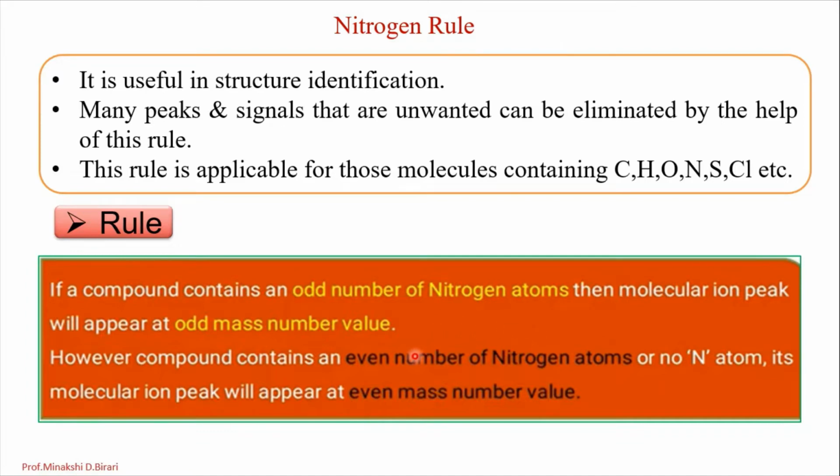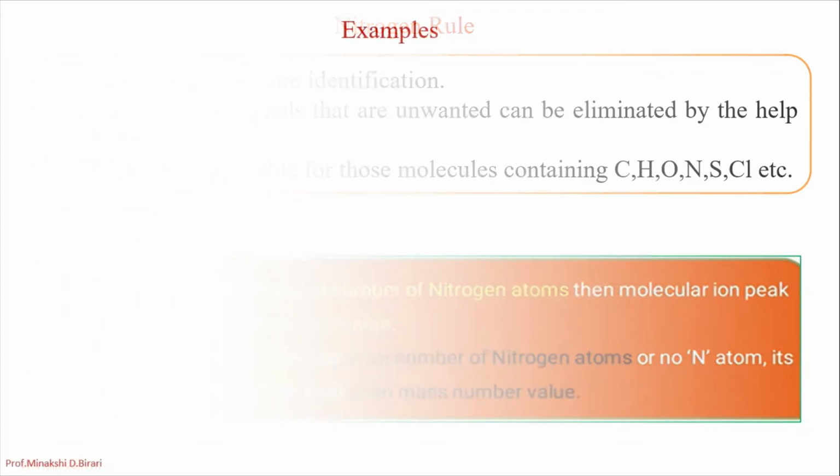And a compound that contains an even number of nitrogen atoms or zero nitrogen atoms has an even molecular ion, with an even mass number value, m by z value also even. Now let us see the examples of the nitrogen rule.